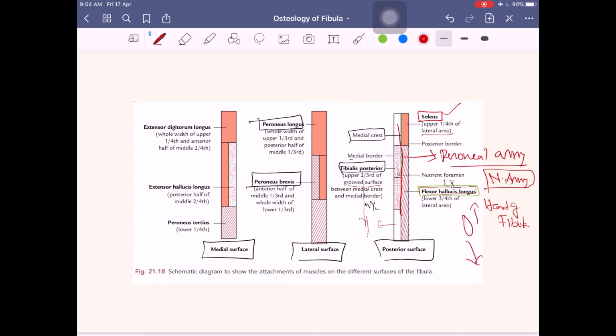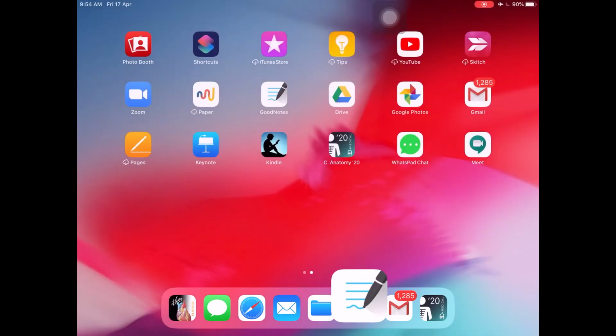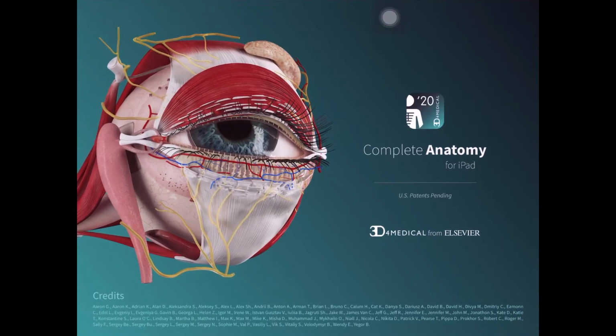The peroneal artery gives a nutrient artery to the fibula. It is the largest nutrient artery in the whole body. So I'll show these three muscles in the application now. So we have tibialis posterior, flexor hallucis longus, and soleus. We have also seen the soleus muscle takes origin from the tibia also. So that was a tibial head, and this is your fibular head.